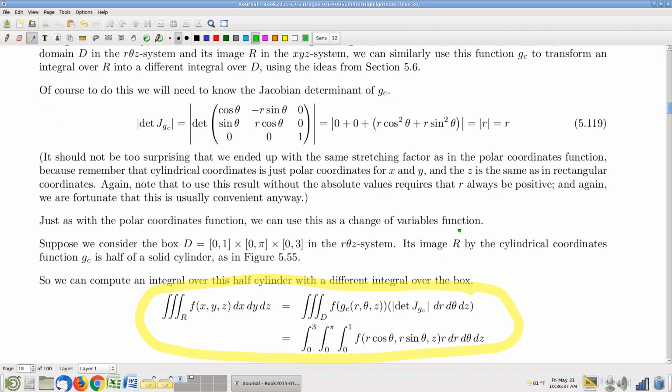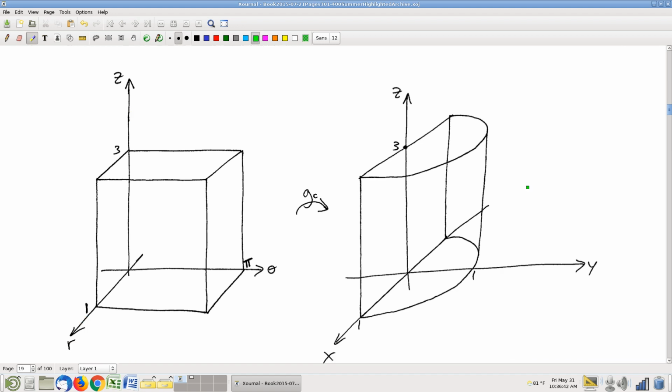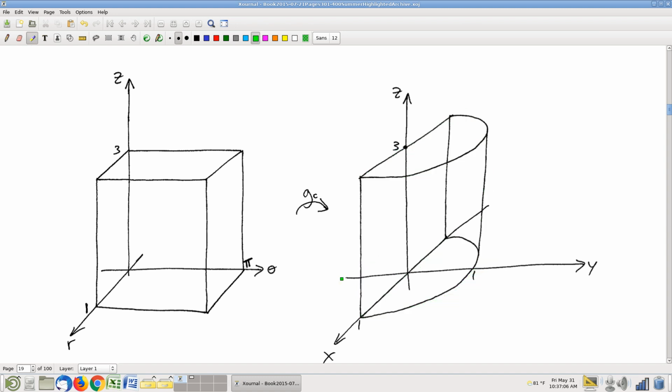Okay, so let's see here. So, for example, if you have this odd fellow here as your domain, it's like half of a part of a cylinder. If that's your domain in the XYZ space, it's going to be square roots, unavoidably, if you do it in rectangular coordinates. But let's pull back through cylindrical coordinates, the change of variables function. And I claim you get this box.